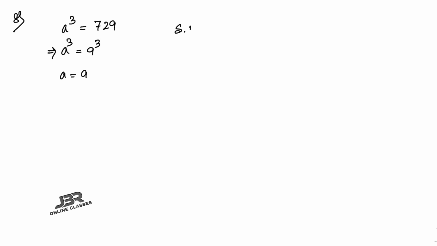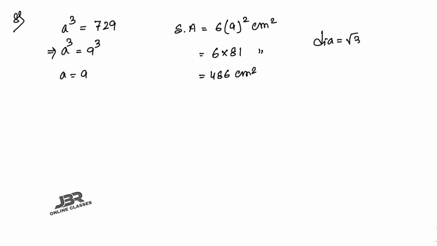As A equals 9, the surface area formula is 6A square. That means 6 into 9 square. So 6 into 81 equals 486 centimeter square. Next, the diagonal. The diagonal formula is root 3 into A, that means 9 root 3 centimeter.